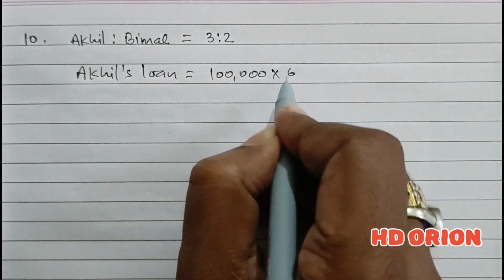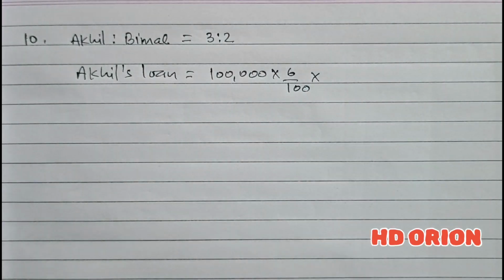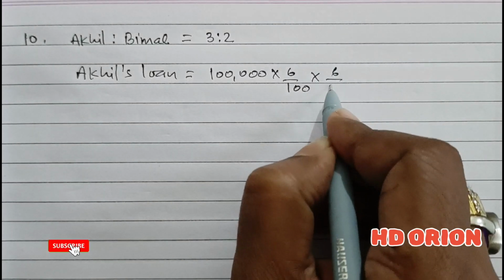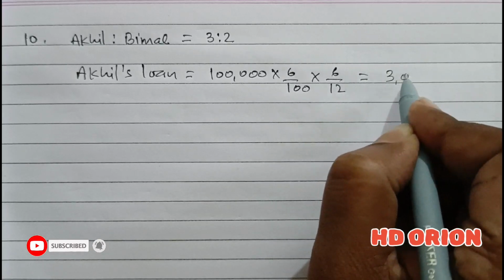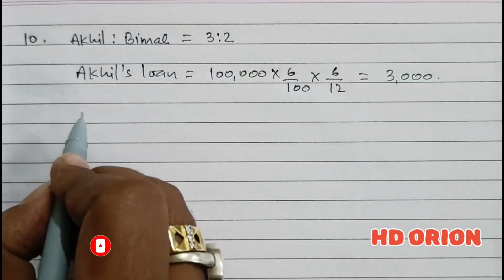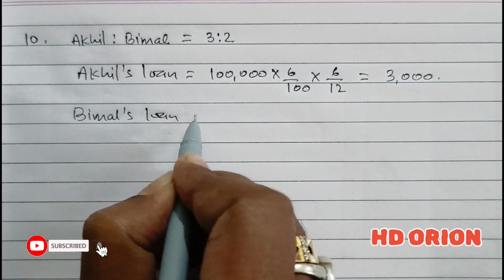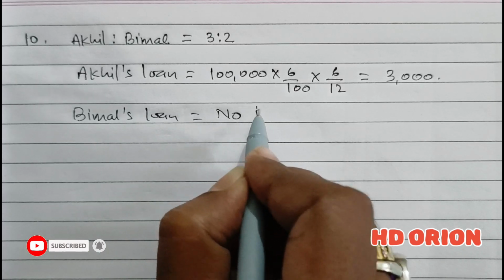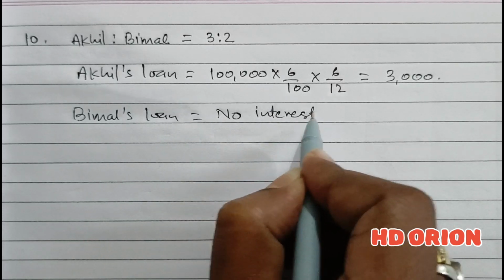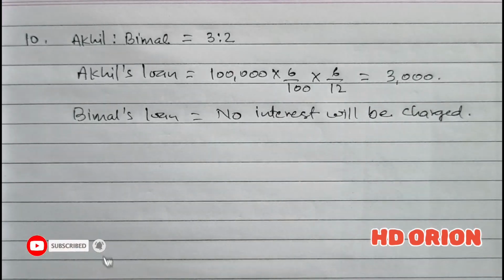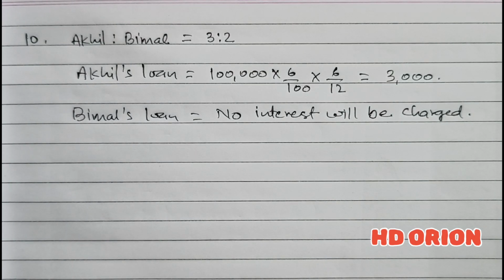So at the rate of 6% per annum, but only for the period the loan was provided, that is from 1st October to 31st of March, that is a 6 months period. And the amount is rupees 3,000. And the other partner, Bimal's loan, no interest will be charged. No interest will be charged from the partner by the firm because there is no agreement as to interest.